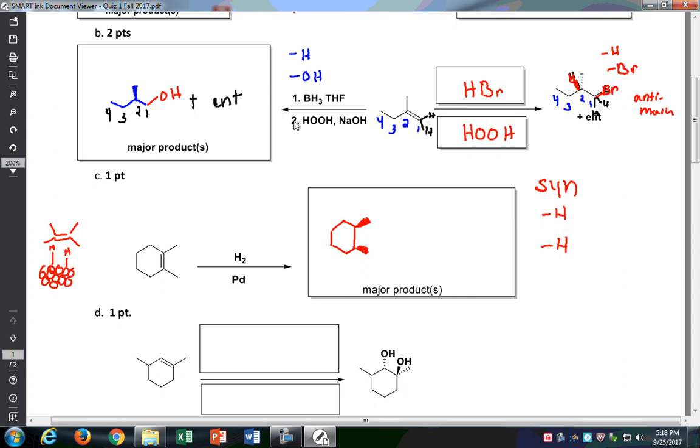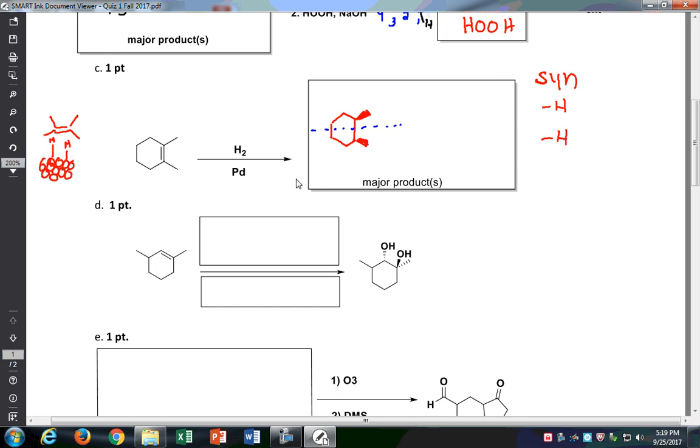We have that mirror plane, so I can show both my CH3 groups coming forward or both of them going back, but I don't have an enantiomer. My enantiomer is equal to this compound. An enantiomer is a non-superimposable mirror image. This mirror image is superimposable. Because of that mirror plane, if one side was an ethyl and the other side was a methyl, we would get both enantiomers. But in this case, it's not true.